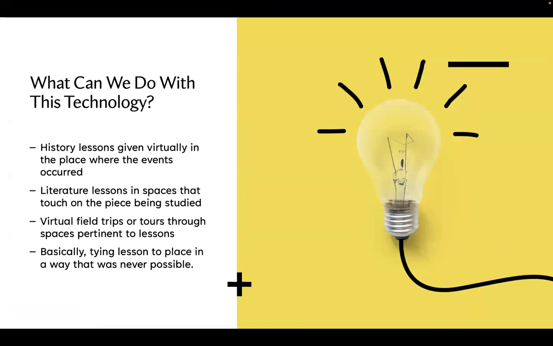Like I said, well, history lessons given virtually in the place where the events occurred. If you're talking about a specific area, a specific building, what if you went out there and filmed yourself in the building? What if you did a 360 video in the building? Would that be something that you could do? Literature lessons in spaces that touch on the piece being studied, kind of what I was touching on. Virtual field trips or tours through spaces pertinent to lessons. If you wanted to take your class to a specific place, but you can't because it's a virtual class, what if you just went there and recorded it and then kind of gave the tour that way? So like I said, basically tying lesson to place in a way that was never possible that we can do now.